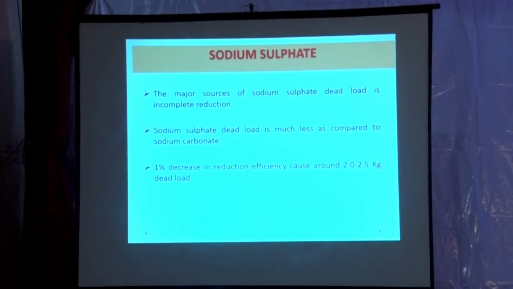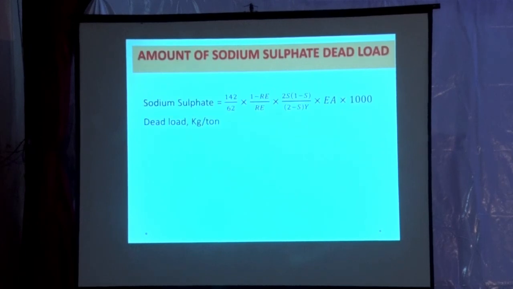If that load is not there, that heat you can use in generation of steam. So these things have to be taken into consideration, that yes, my reduction efficiency is important, even 1%. This is how you can calculate the dead load due to sulfate. The simple formula, there you are using the caustic efficiency, here you have to use the reduction efficiency. Rest formula is the same.